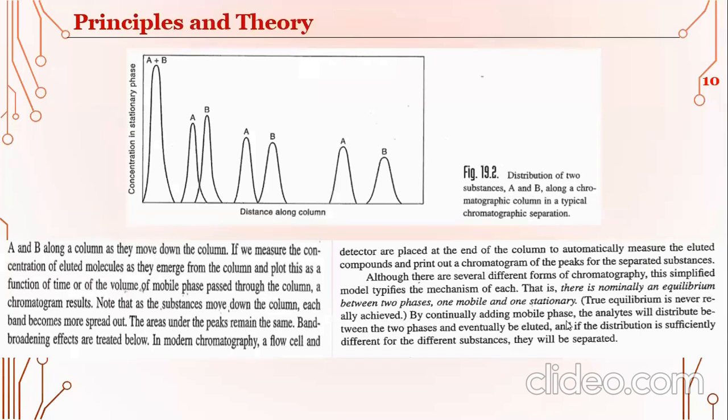By continually adding mobile phase, the analyte will distribute between the two phases and eventually be eluted out. And if the distribution is sufficiently different for the different substances, they will be separated. So that will depend on what? Depending on these two substances, if they have different affinities, they will distribute differently. So the more the difference between the two, the more they will separate out from one another.